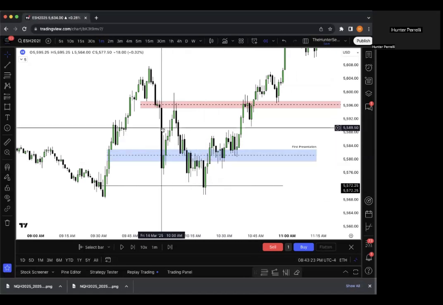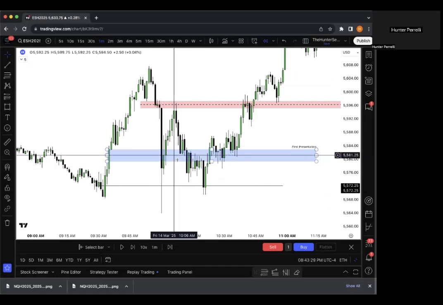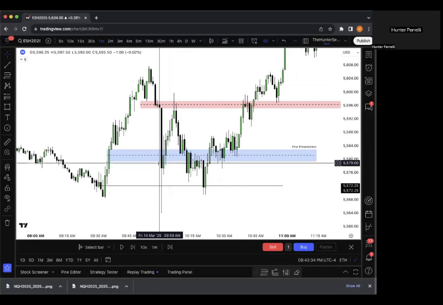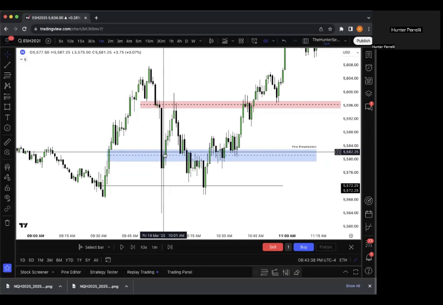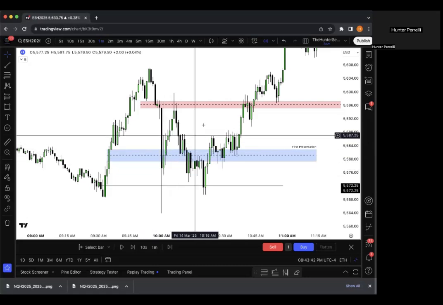I want you guys to notice this. It dove down into first presentation. It overlapped it. You always wait to see what the first candle does. You don't just enter as soon as it hits it. I do not, at least. You'll see what the first candle does and react off the second. This one sliced and closed below it. Not what we want to see.